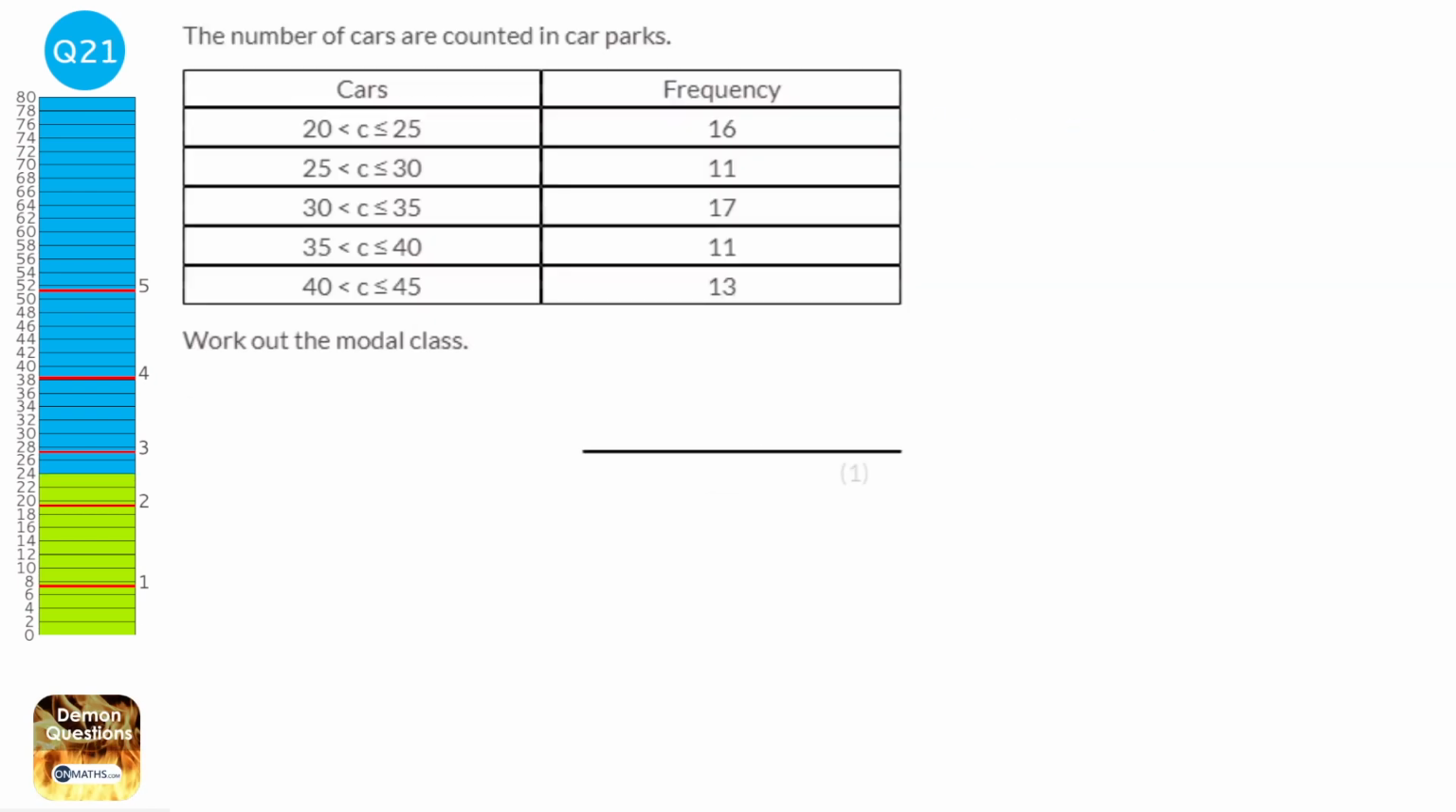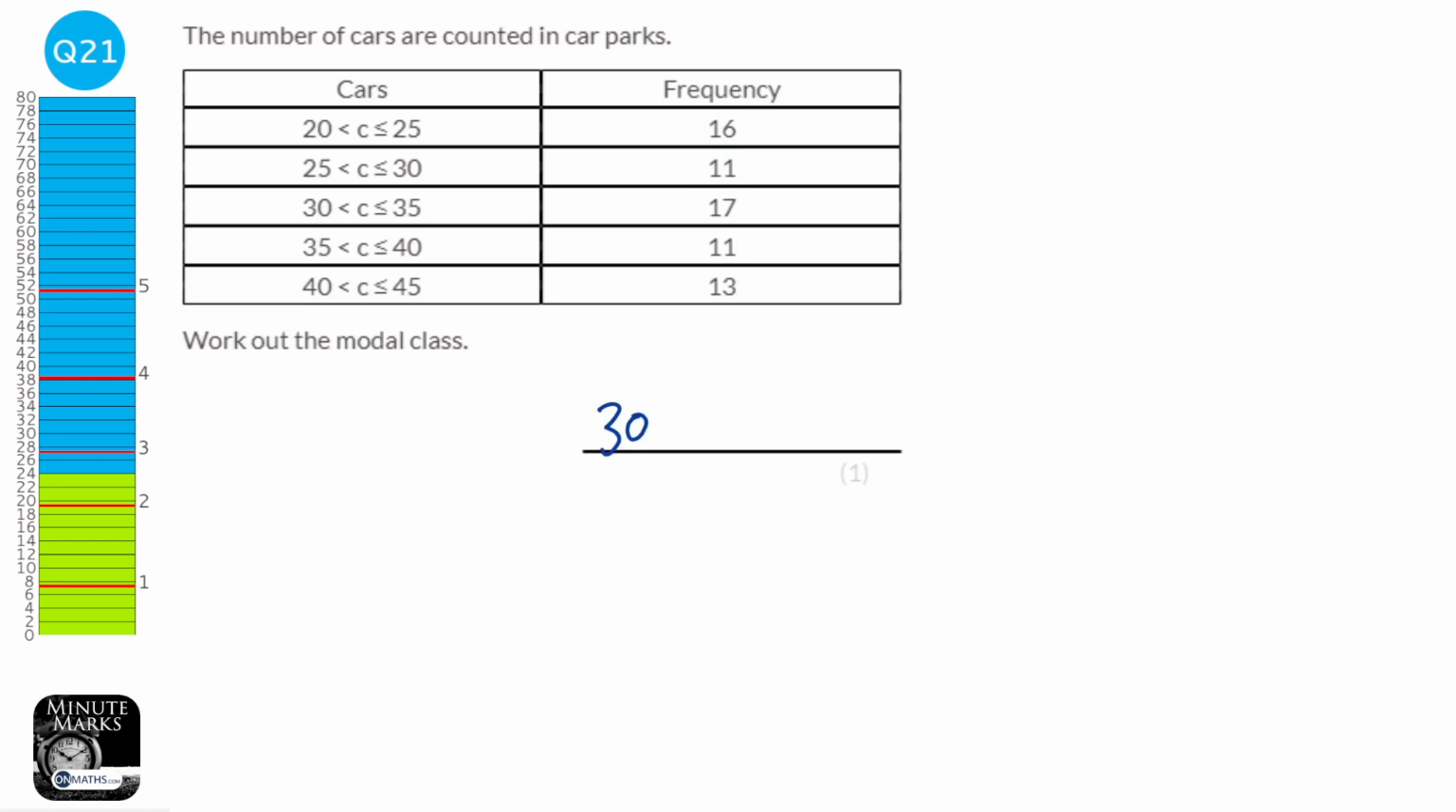The modal class is just the group that has the mode. Class just means group. Now all these are groups, so any of these could be the answer. To find the modal class, we just look to see which one has the most numbers in it. Well, the first group has 16 in it, the next group has 11, the next group 17, the next group 11, and the last group 13. Which of those is the most? Well, 17. So the group that has the most is this 30.